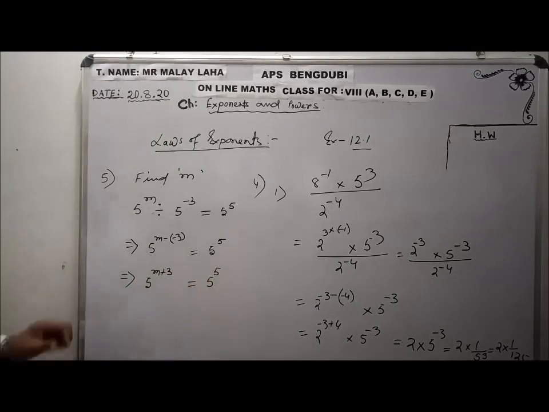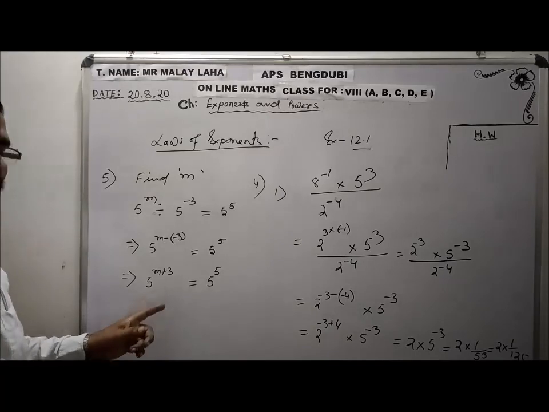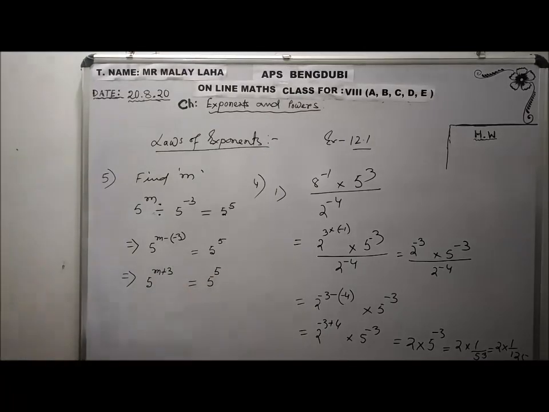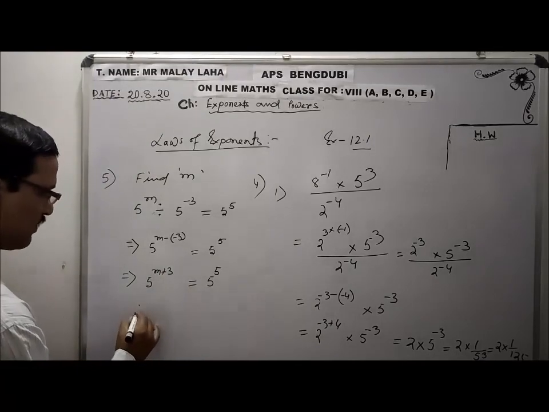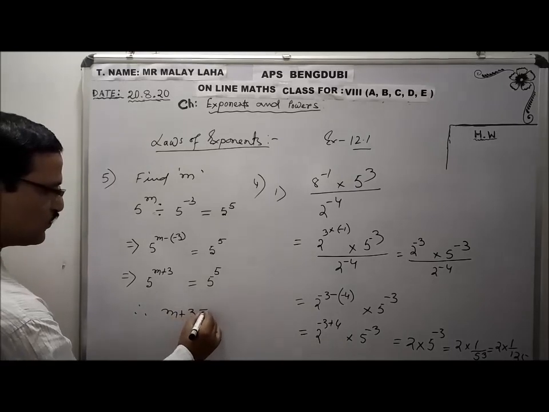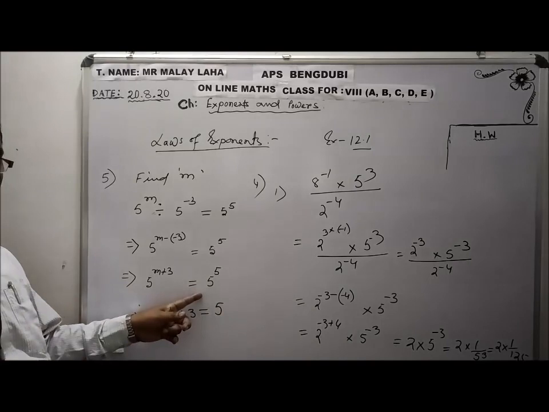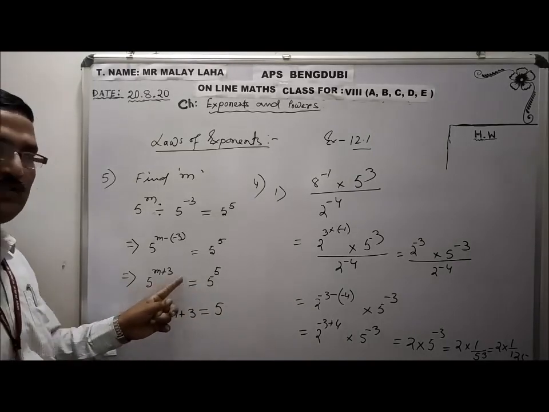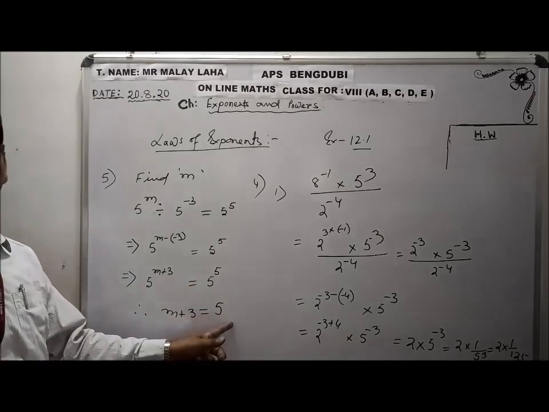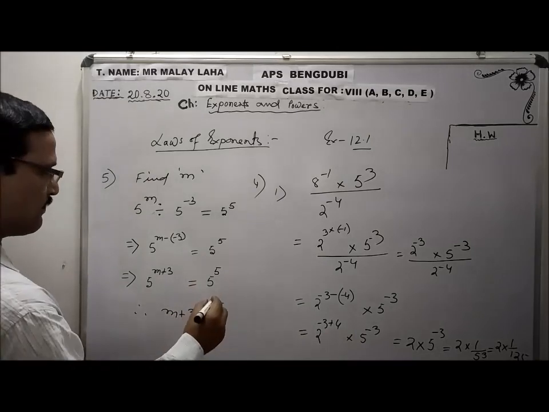Now both numbers have the same base, so we can equate their powers. The equal to sign is there, and the base is also the same. Therefore, by equating the powers of both expressions, m plus 3 should be equal to 5. Both numbers have the same base, the equal to sign is there, so the first power will be equal to the second power. It's called equating the powers of both sides.